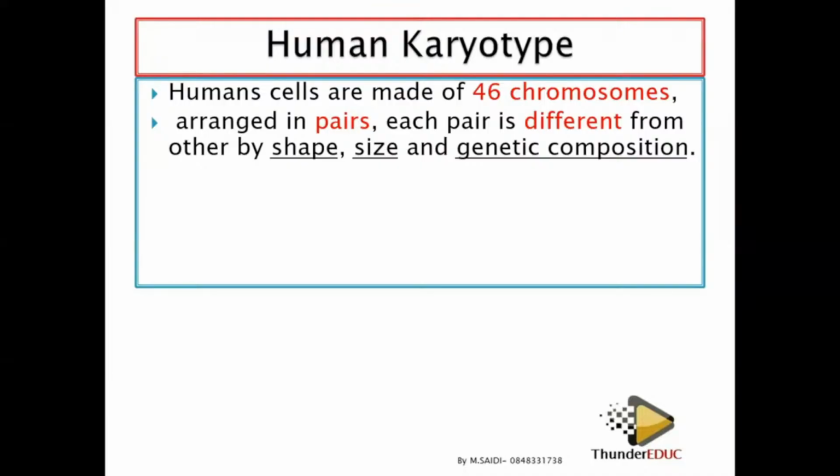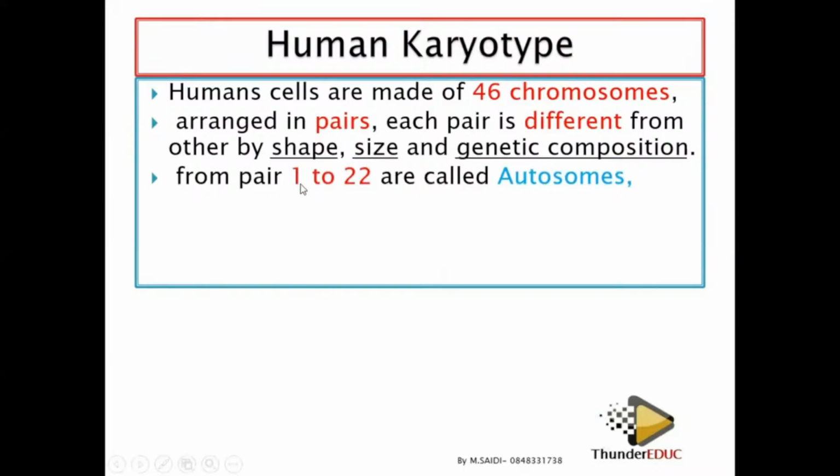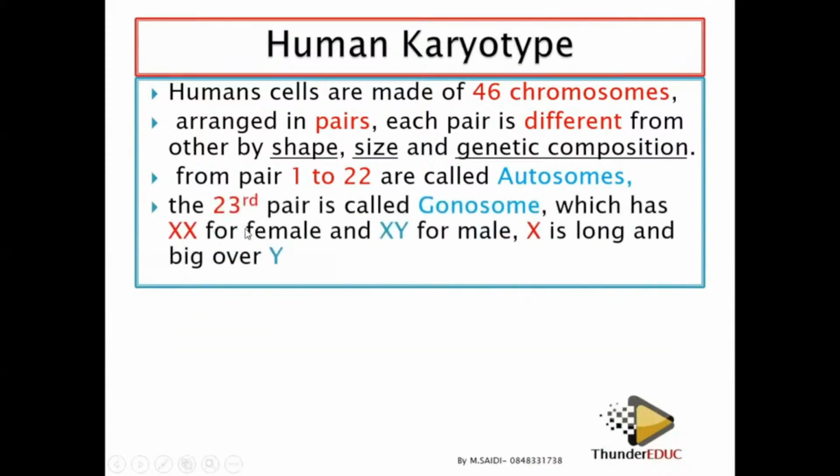For example, you'll find out that pair number 23 will determine the sex. You cannot find this in other chromosomes. So they vary in shape, size, and genetic composition. From pair number 1 to pair number 22 are called autosomes. The 23rd pair is called gonosomes, which has XX for female and XY for male.